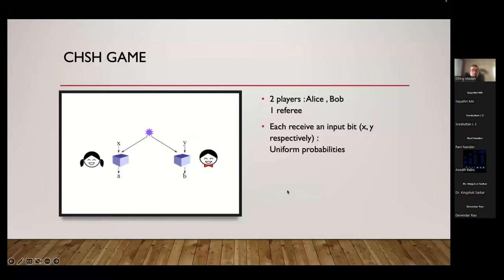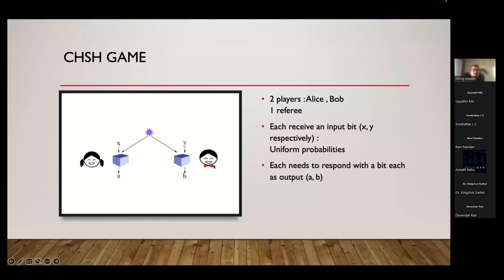And now, based on the input X and Y, each player needs to respond with an output bit A or B. So Alice responds with an output bit A and Bob responds with an output bit B. Note that during the game, Alice and Bob cannot communicate with each other. They only have knowledge of their own inputs. So Alice only knows X and Bob only knows Y. They don't know each other's bits.